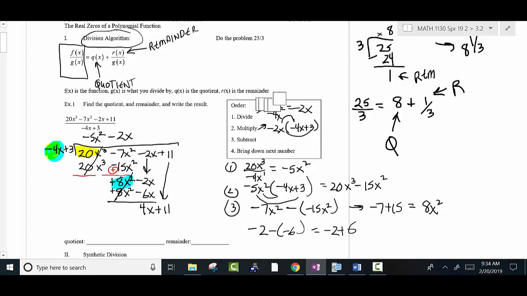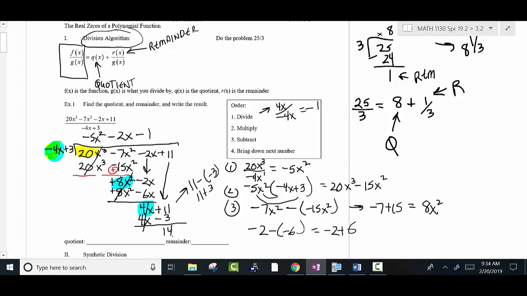The next thing I'm going to do in my head. If you can't do this, then just write steps out. So the last loop I'm going to do totally in my head. I'm going to divide those 2 numbers. I'll at least write that out. That's 4x over negative 4x, which is negative 1. Now we're going to multiply. Negative 1 times negative 4x is positive 4x. Negative 1 times 3 is negative 3. Then you subtract, and that cancels. This is really 11 minus negative 3, so it's 11 plus 3, so it's 14.